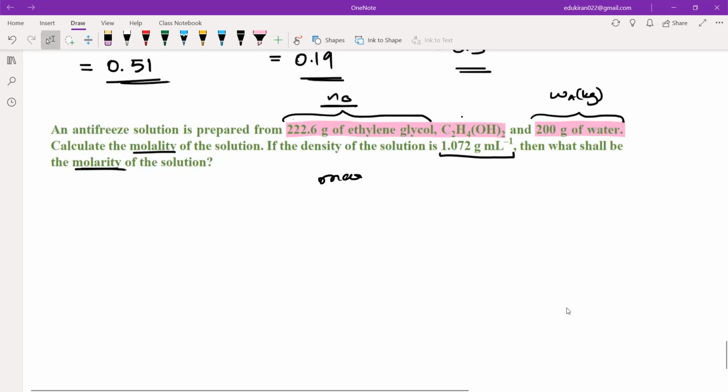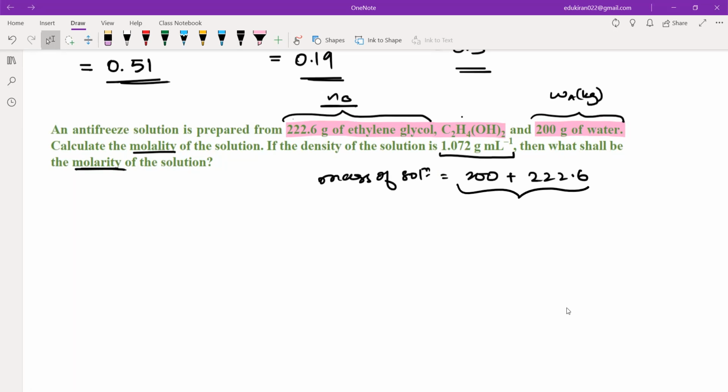What will be the mass of solution? Mass of solution will be 200 plus 222.6. From this mass, how will you get the volume? Divide mass by density. You will get the volume, and then you get the number of moles from here only. Number of moles upon volume will again give molarity. So all of these questions are similar only, there is not much difference.